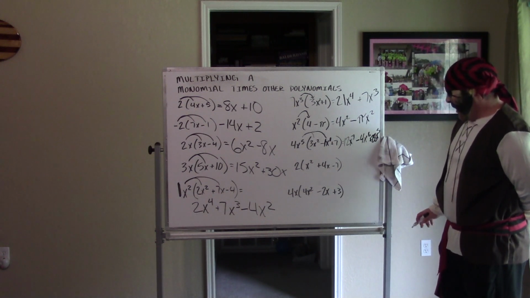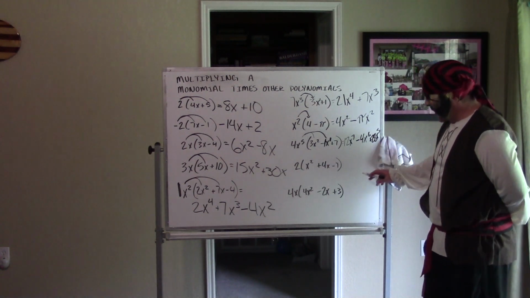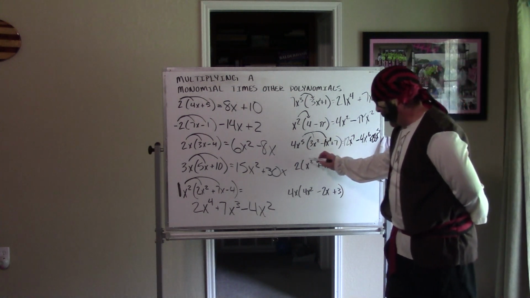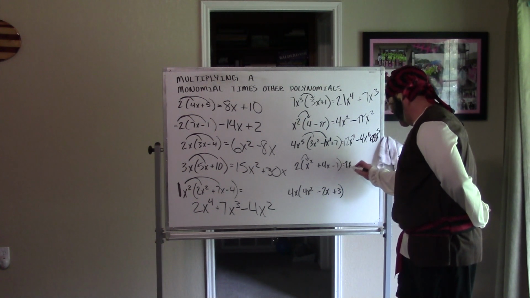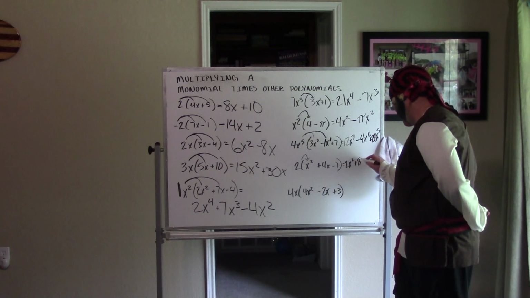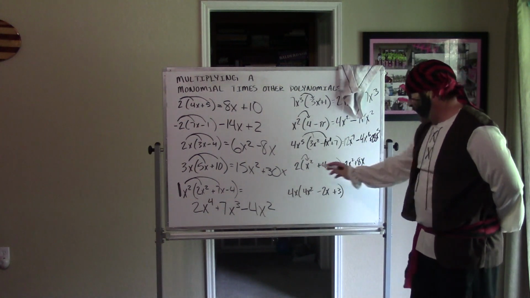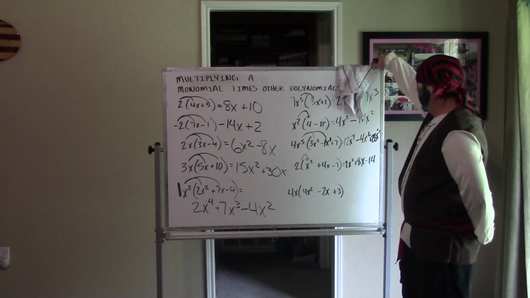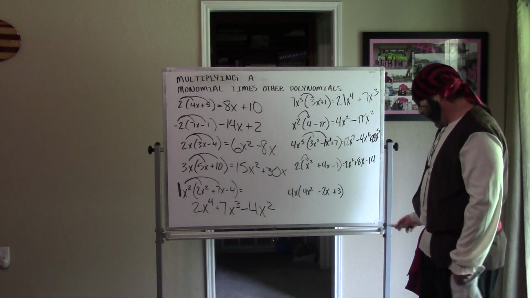Now we get to a little bit simpler one. All we have is a constant out here times this trinomial, so we just multiply, pretty straightforward. 2 times the x squared is 2x squared. 2 times the 4x is 8x. And then 2 times the negative 7 is negative 14. Well, I better move my rag here. Y'all might need to see some of that up there.